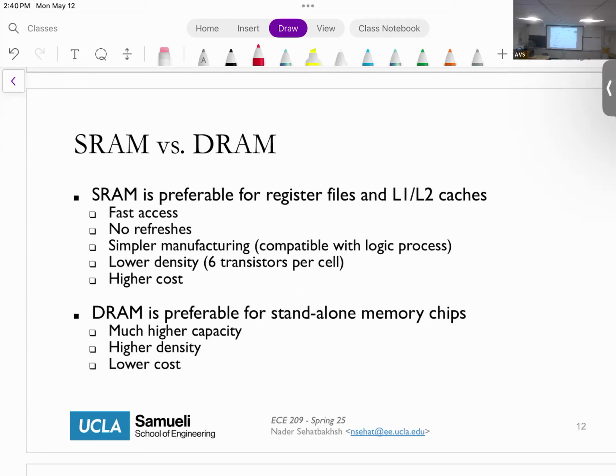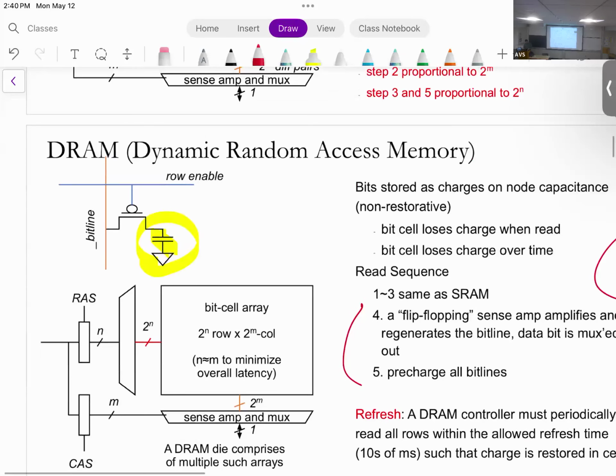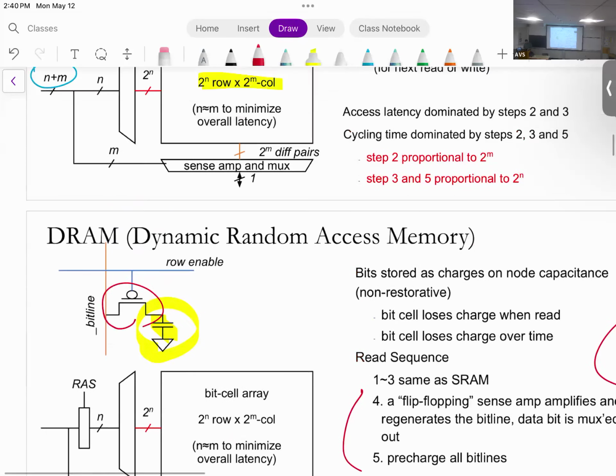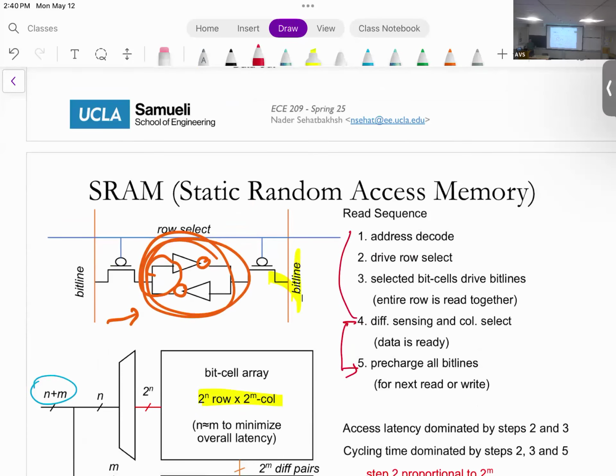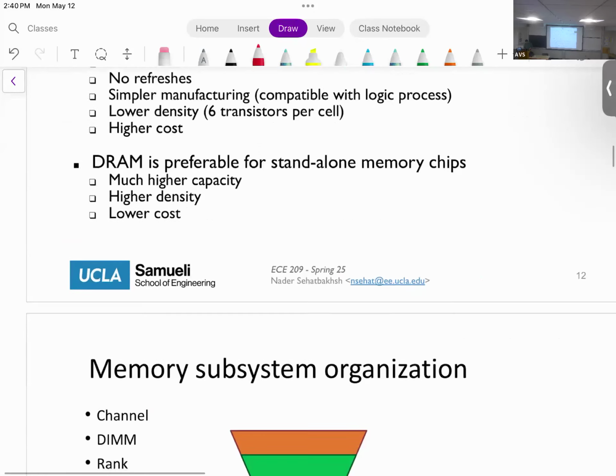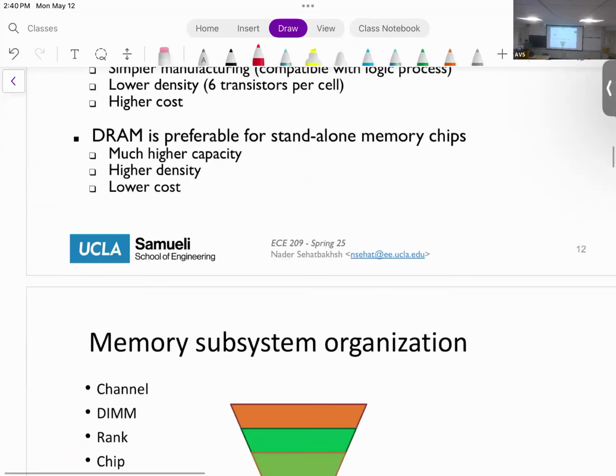Okay, just a quick comparison. SRAM is preferable for the register file, L1, L2: fast access, no refresh, simpler manufacturing, lower density, higher cost. DRAM is for standalone memory chips: much higher capacity, higher density, lower cost. As you can see, this one only needs one transistor, and this one needs 6 transistors. So obviously, if you want to pack more things, you want to use DRAM, right? All right, so this is DRAM.